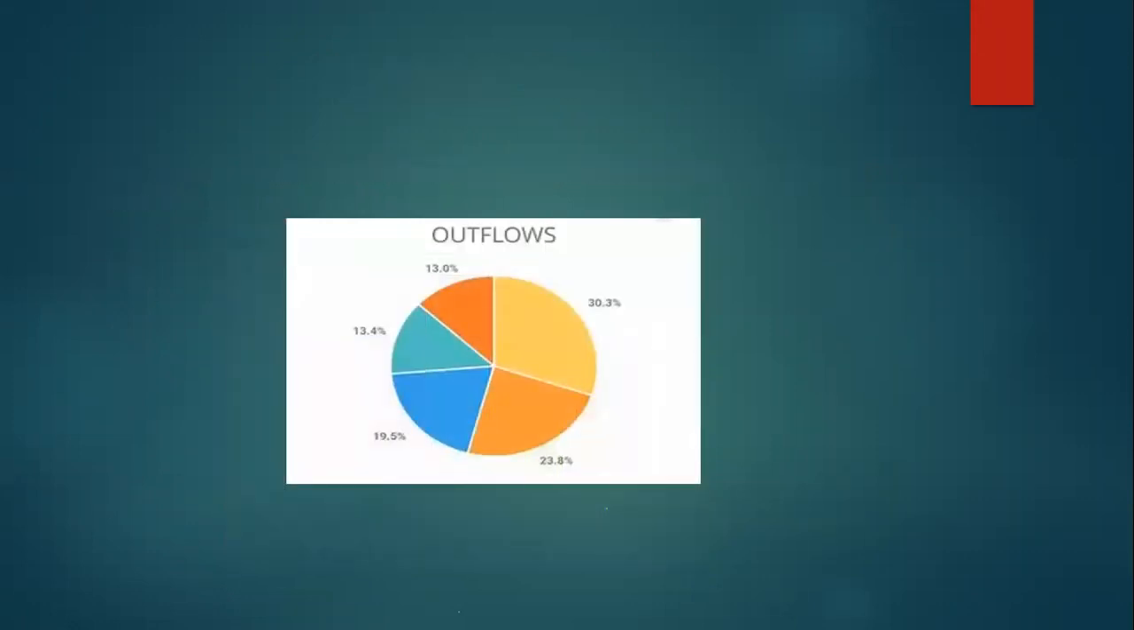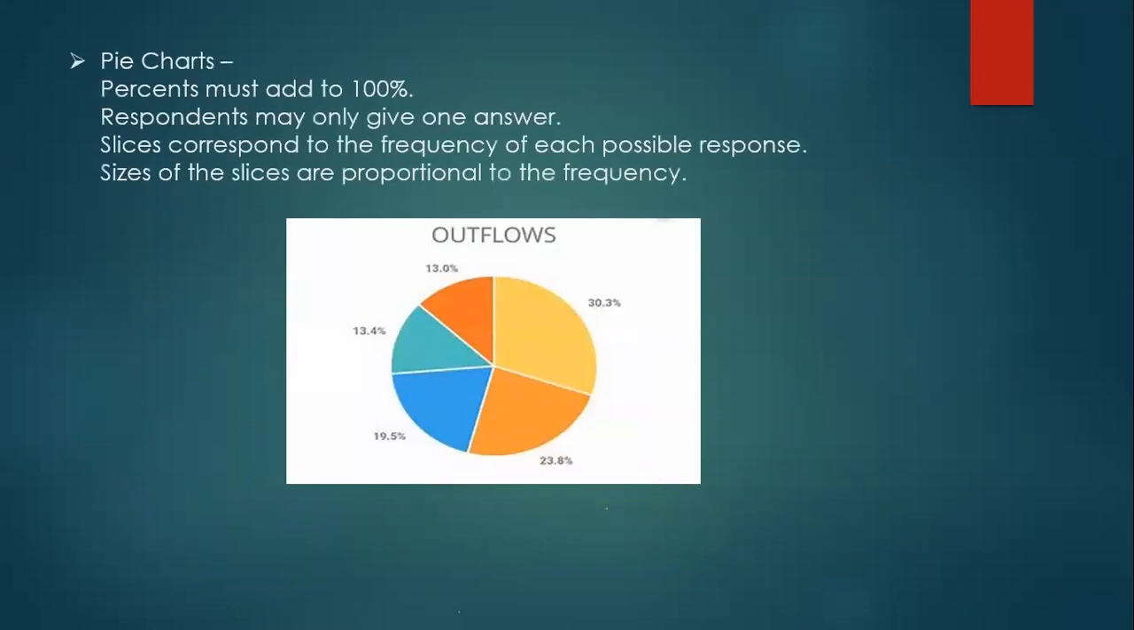Our next type of categorical data graph is a pie chart. So a pie chart, the percent must add up to 100%. Respondents may only give one answer. Each slice corresponds to the frequency of each possible response. The sizes of the slices are proportional to the frequency.